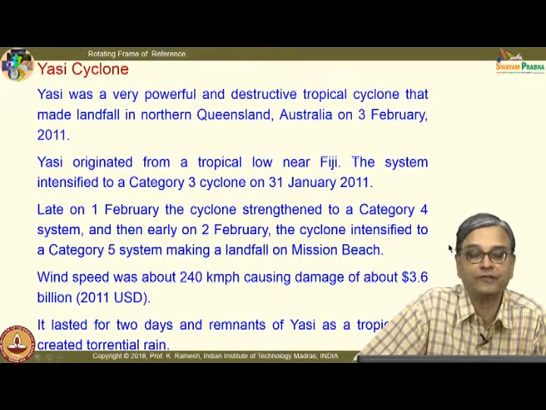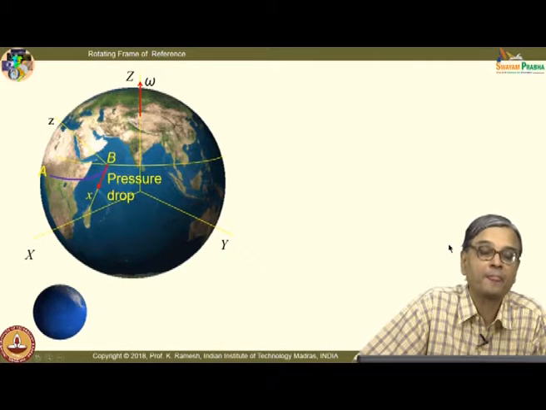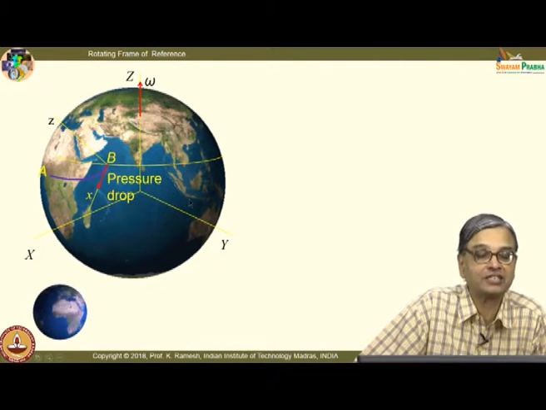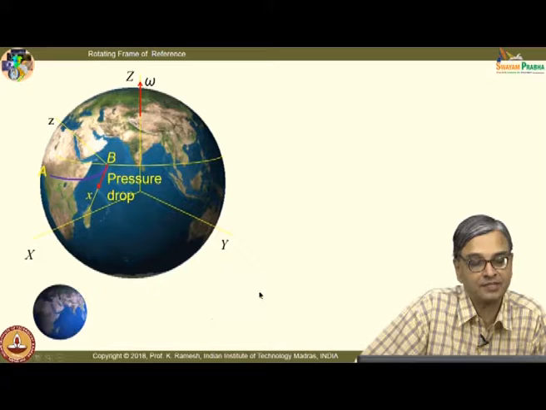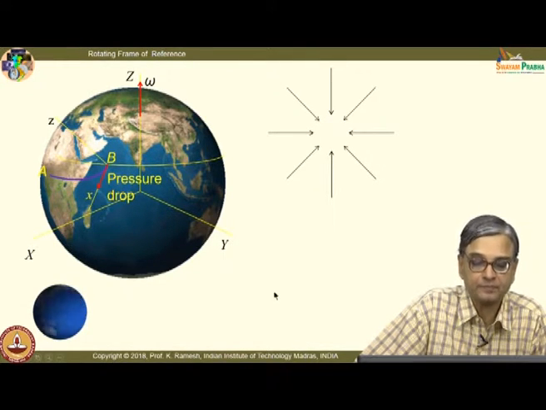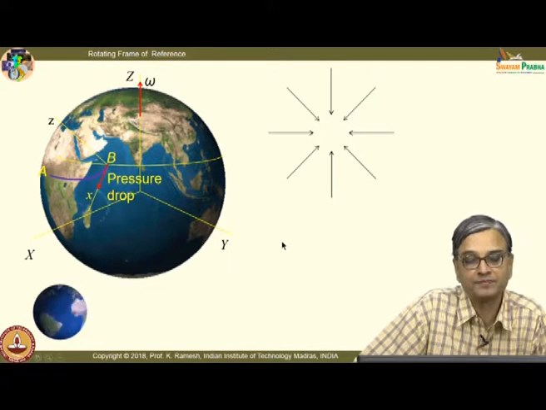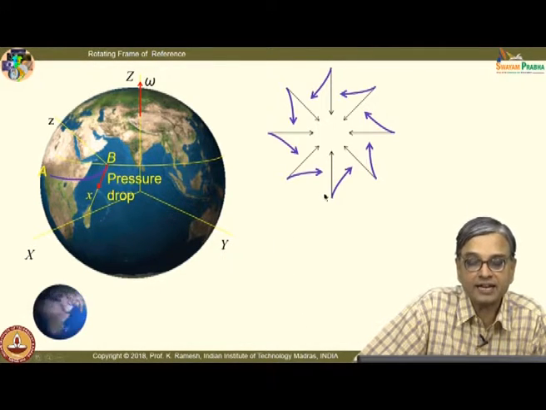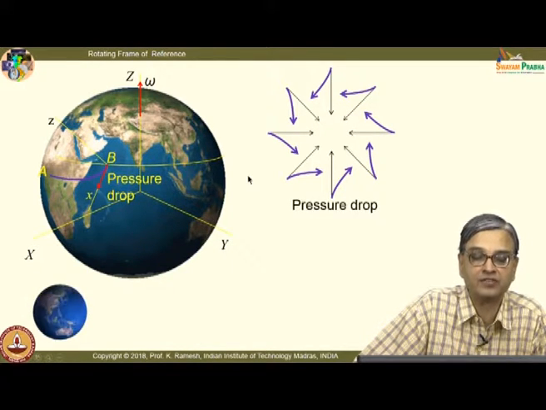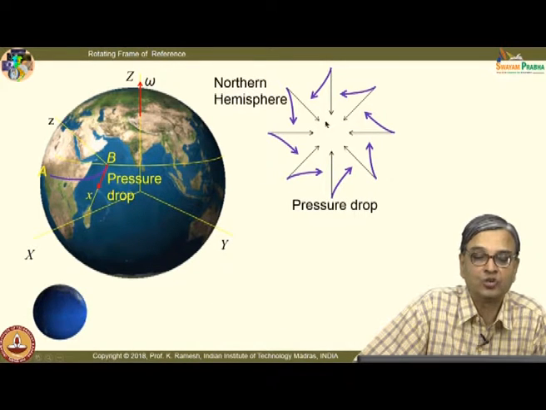From the mechanics point of view, we would like to understand why cyclones have different rotations in different hemispheres. This is mainly because of the Coriolis effect. When there is a pressure drop in the northern hemisphere, because the earth is rotating anti-clockwise in the northern hemisphere, the wind deviates like this. This causes northern hemisphere cyclones to have an anti-clockwise rotation.